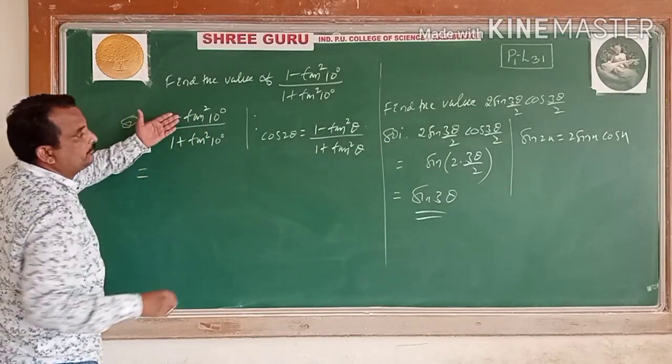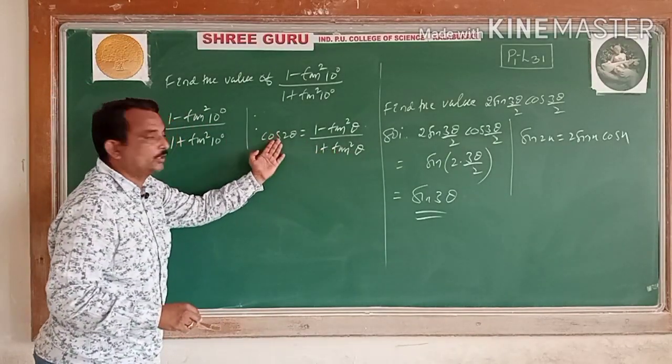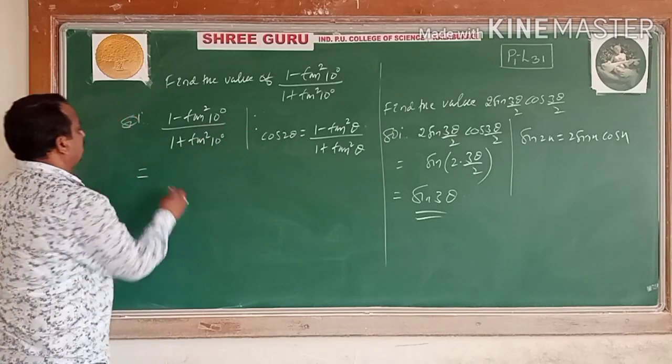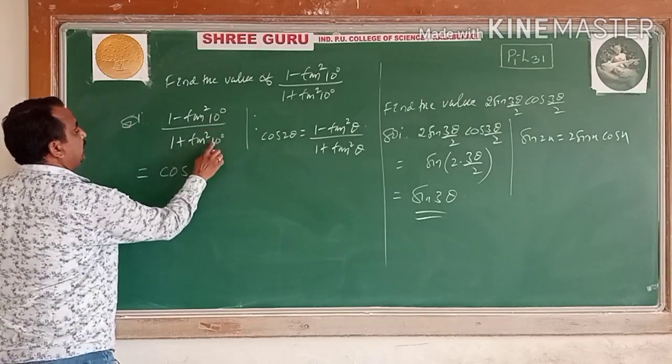Is it in this form? So it becomes cos of 2 theta. What is theta here? 10 degree it is.